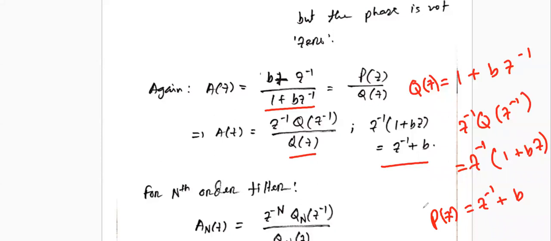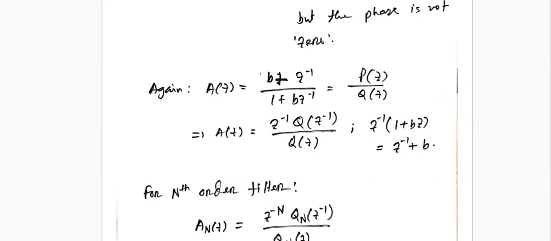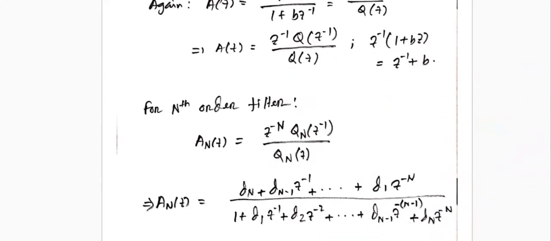So we can write that p(z) is equal to z^-1 times q(z^-1). In that way, we can write a(z) equal to this one. This is the note. Okay, don't confuse with this. This is for the first order.